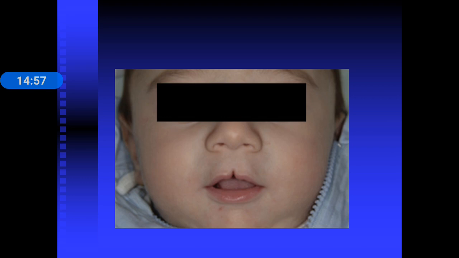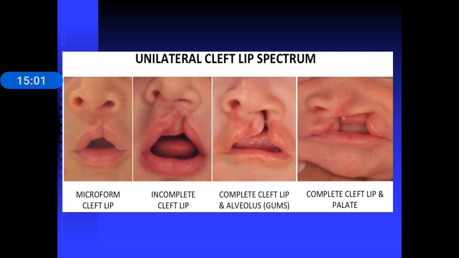So it's a simple median cleft lip. So the cleft lip cannot be seen on this side. It's a very minute cleft lip or a microform cleft lip. This is an incomplete cleft lip, and this you can see a complete one. That means it extends into the nasal floor, complete cleft lip. And when it involves the alveolus, you can see a cleft lip and alveolus. Now here it is a complete cleft lip and palate. You can see the tongue through it.